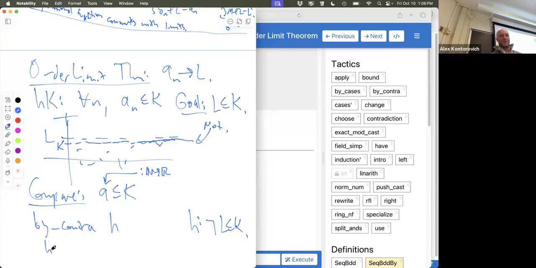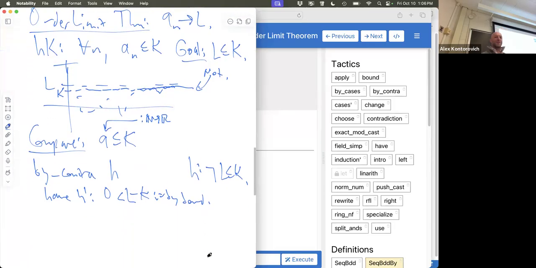Okay, so let's have H prime, which is that if it's not true that L is less than or equal to K, then K is strictly less than L. In fact, not only is K strictly less than L, but L minus K is strictly positive. And maybe bound will do that. Then what? L minus K is strictly positive. Some of you did L minus K over 2, which is fine, but actually it's enough to just use L minus K because we're going to get a strict inequality. Every value eventually will be within L minus K of L, which in particular means it's going to be greater than K.